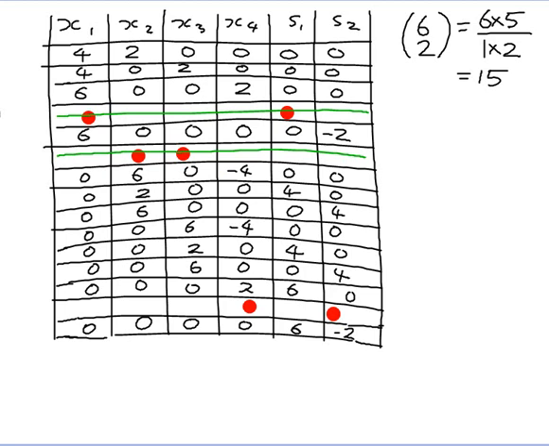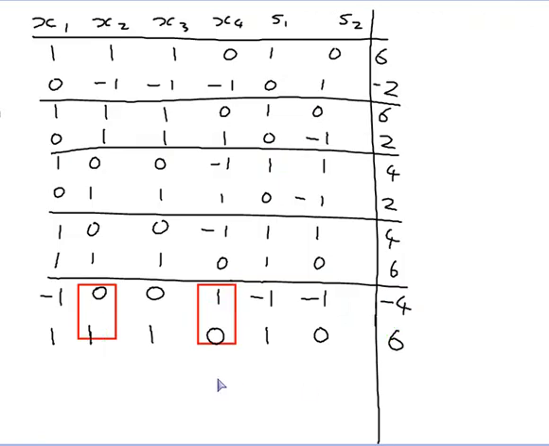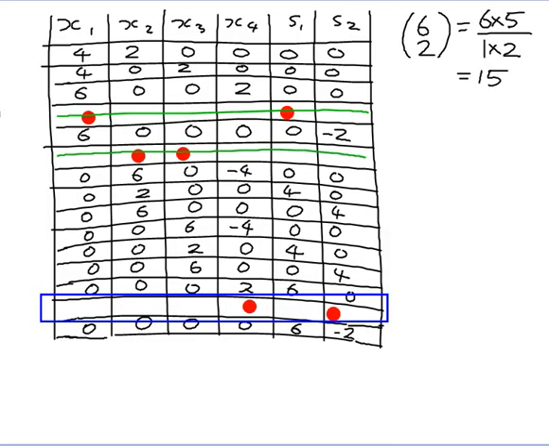Now there's only one row left in my table, and it's x4 and s2. Let's go back and have a look at those. x4 and s2, those two columns are multiples of each other. So again, I'm not going to be able to produce an identity matrix there. So that last one is not possible. It's not possible, so I'll cross it out.